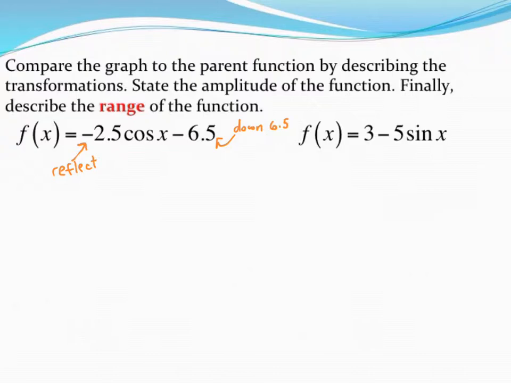Next up, they asked me to find the amplitude of the function. Well, as we did in the previous videos, the amplitude is still our a value, but remember, our amplitude is always the absolute value of that a value. Amplitude can't be negative. So our amplitude is still just going to be 2.5, not negative 2.5. So from that midline, the graph is going to go up 2.5 and down 2.5.